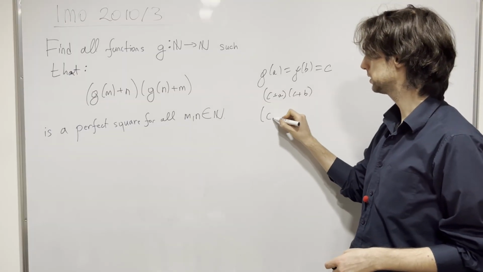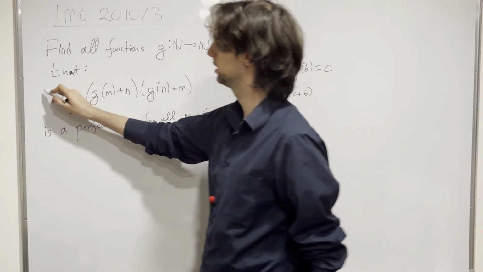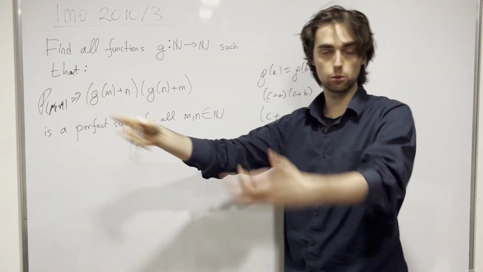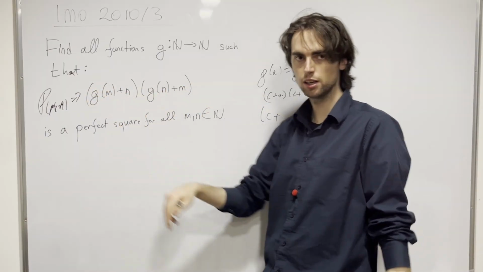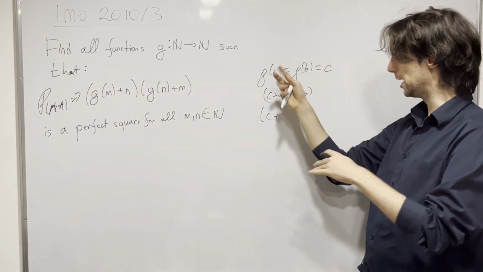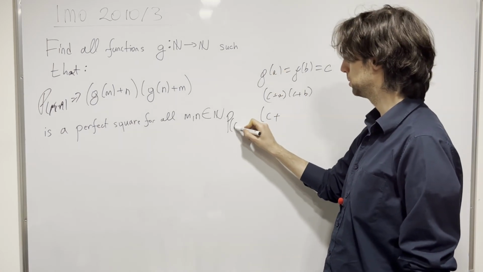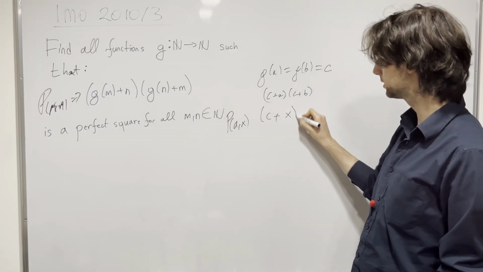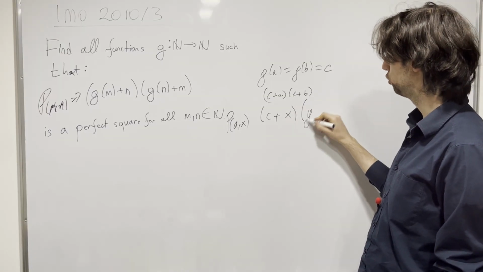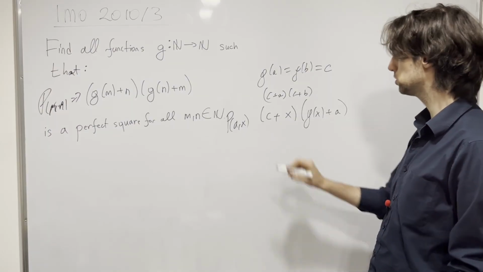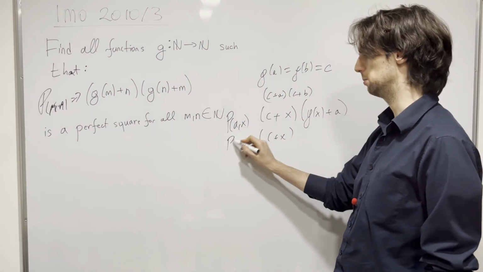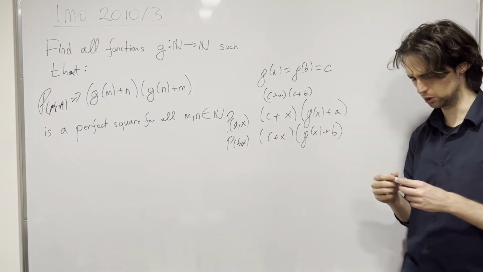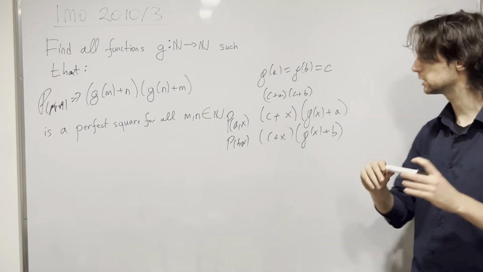Now let's see what happens when we plug in c and x. I'll call the fact that this is a square P of m, n. So instead of saying plug in a and plug in x, I'll just write P of a, x gives us (c plus x) times (g of x plus a) is a square, and also, if I plug in b and x, (c plus x) times (g of x plus b) is also a square. And I can pick whatever x I like.